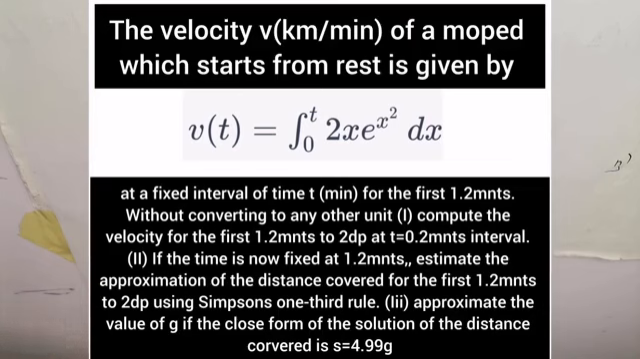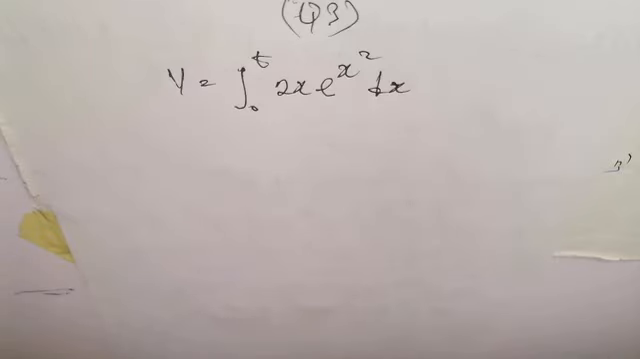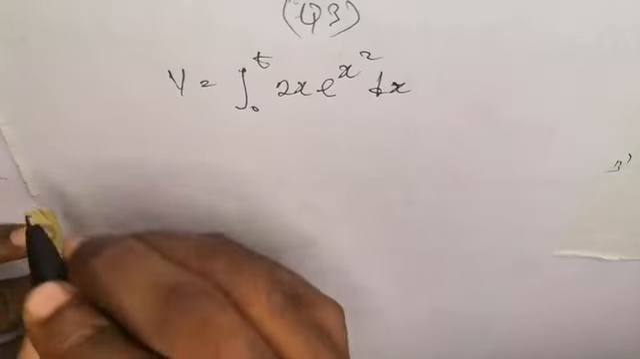And the third question says, approximate the value of g if the closed form solution of the distance covered is given by x equals 4.99 g. Alright, so let's start with the first question.